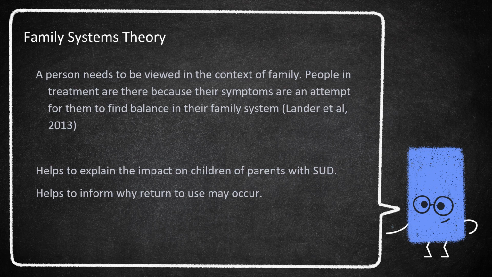So in this model, the family functions like a mobile. As one piece is moved or shifted, the rest of the entire mobile moves and shifts as well to restore balance to the whole thing. This theory is used to explain the impact of a parent's substance use disorder on a child or on children, and it also helps to inform why return to use may occur after treatment.